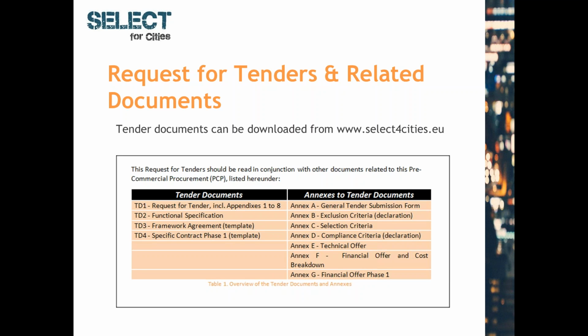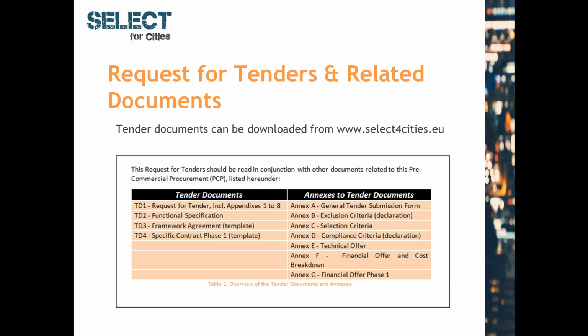The first and most important document is Tender Document 1, the request for tenders, as it connects all the tender documents, and it also presents the general context and the tender procedure of the Select4Cities tenders and contracts. Then we have Tender Document 2, the functional description, which describes the PCP challenge, the different phases, the requirements, deliverables, and the way each phase will be scored.